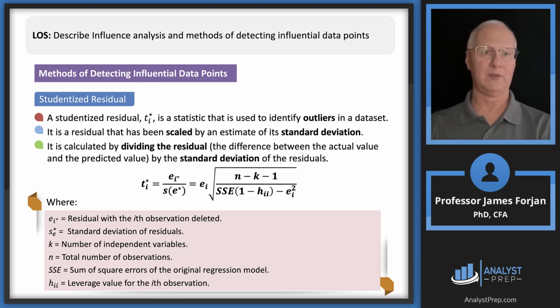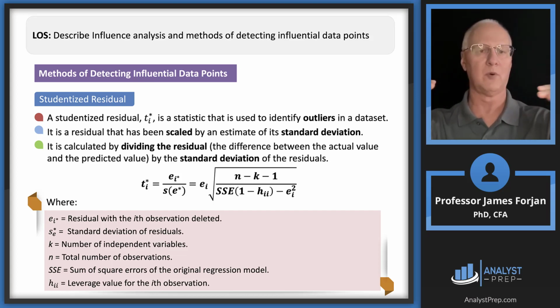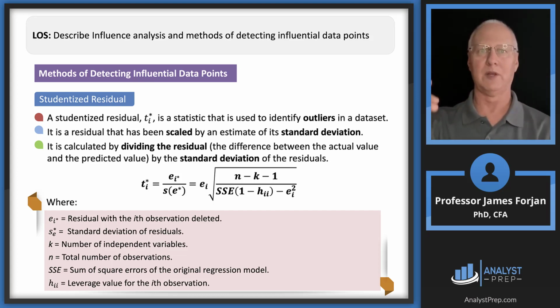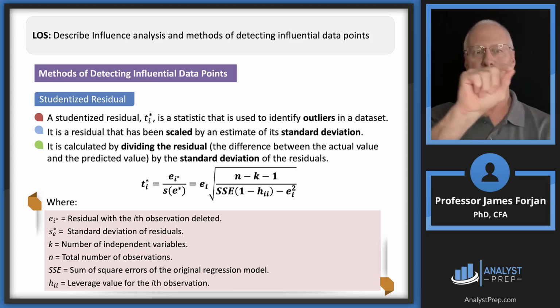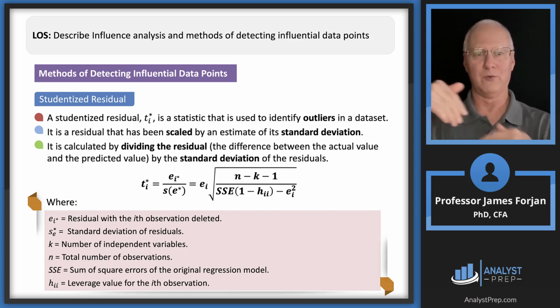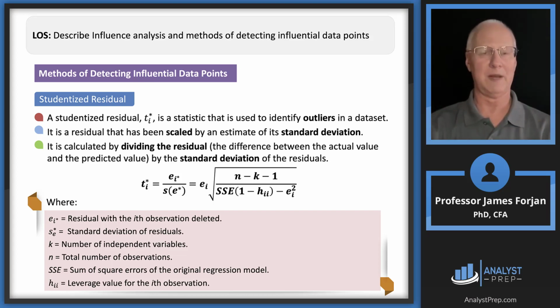But let me tell you how the studentized t residual works. You estimate the regression parameters using all of the data points. Then, let's suppose you have 100 observations, you run the regression by eliminating the first one, so you have 99. Then you run the regression again eliminating the second one, and you have 99. You do that for all of those 100 observations.